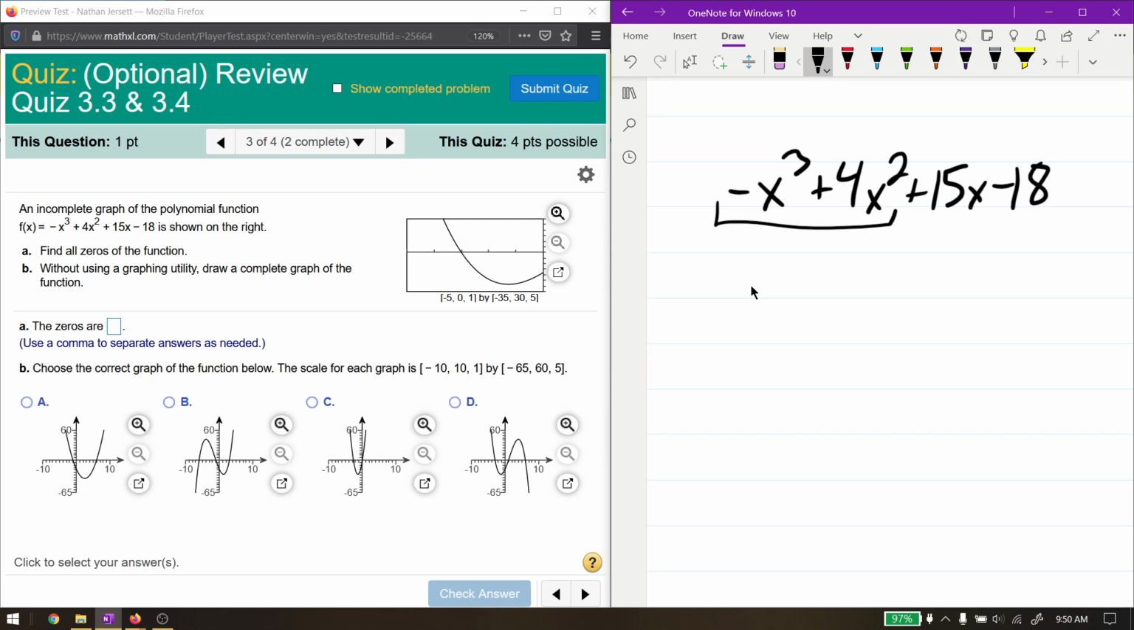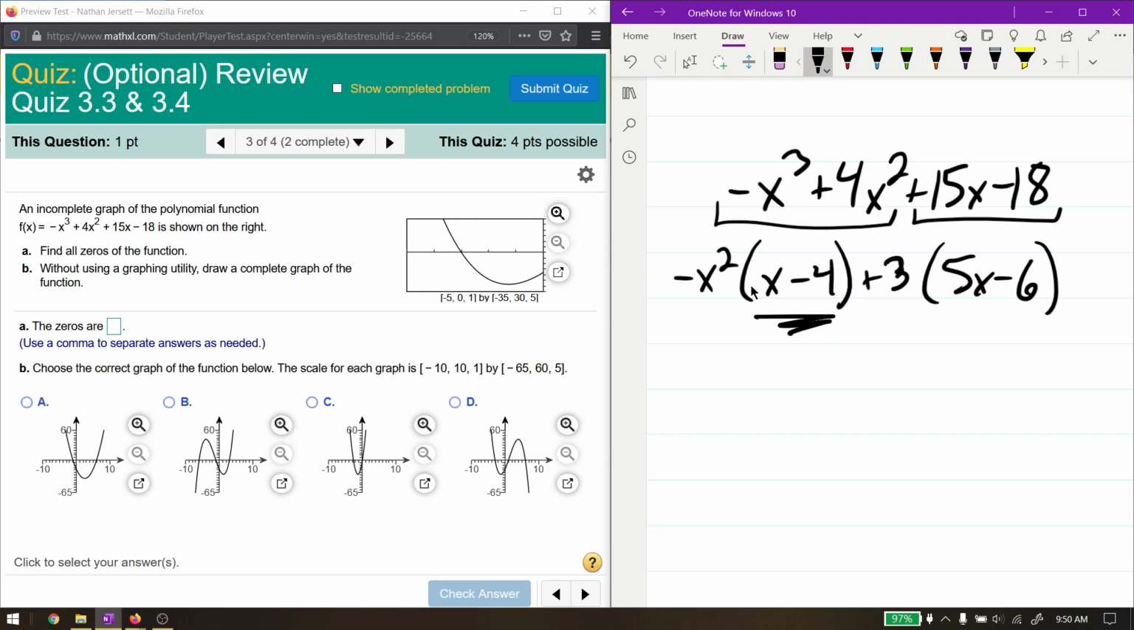From the first 2 terms, I'm going to take out a -x squared. That gives me x minus 4. The next 2, I can take out a positive 3. Gives me 5x minus 6. And you can see the thing in parentheses is not the same. So this isn't going to work, this factoring by grouping. So let's go back to the drawing board.